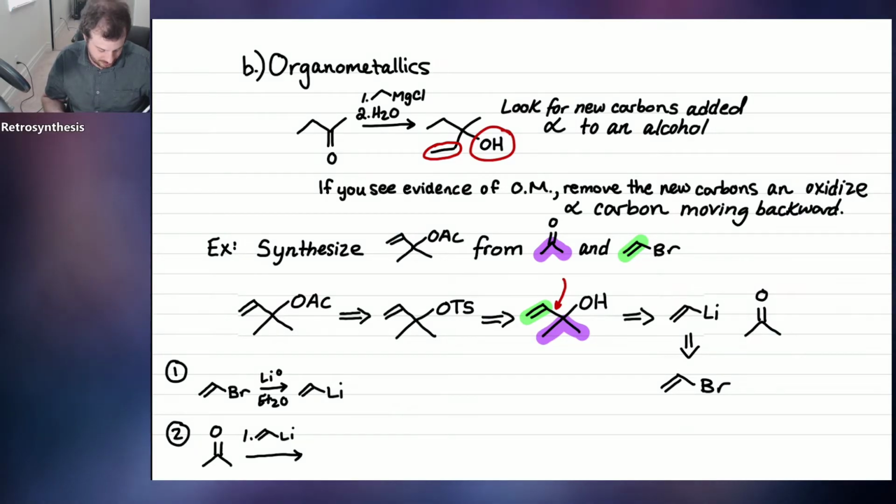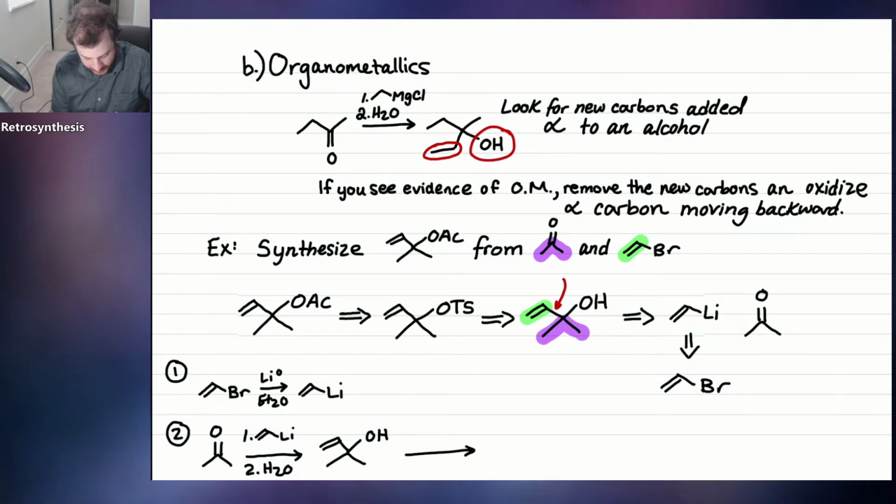vinyl lithium. Step 2, we need that H2O workup. Don't forget that. And that's going to give us the new carbon-carbon bond. That's the key step. Next, we're going to turn that alcohol into our tosylate. So for that, we do the high-tech method, which is tosyl chloride and pyridine. And then finally, we need to put in our acetate group.